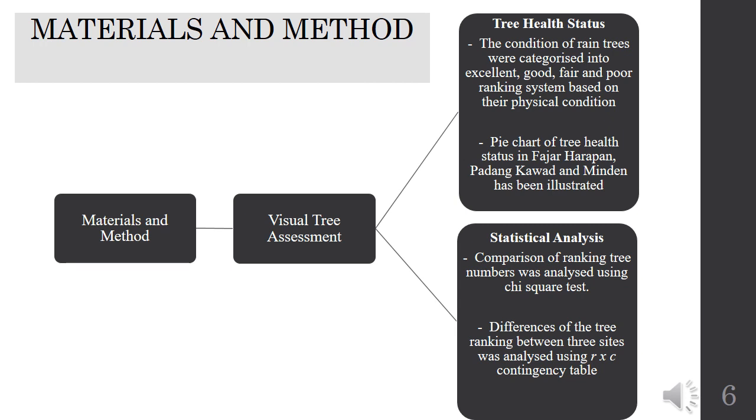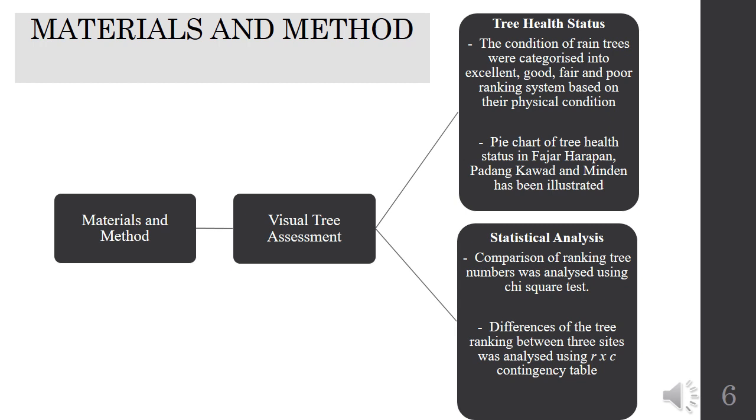For materials and method, the method used in this study is visual tree assessment. The assessment procedure begins with identifying the rain trees, and then the diameter at breast height of the rain trees was measured using a DBH tape. The height of the trees was measured using the Arboreal application on iOS mobile operating software.